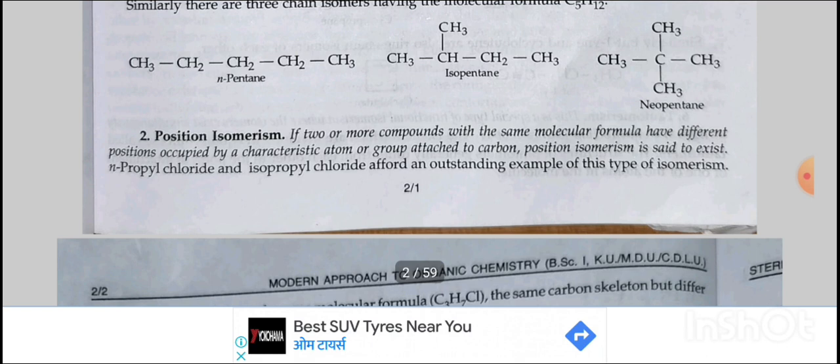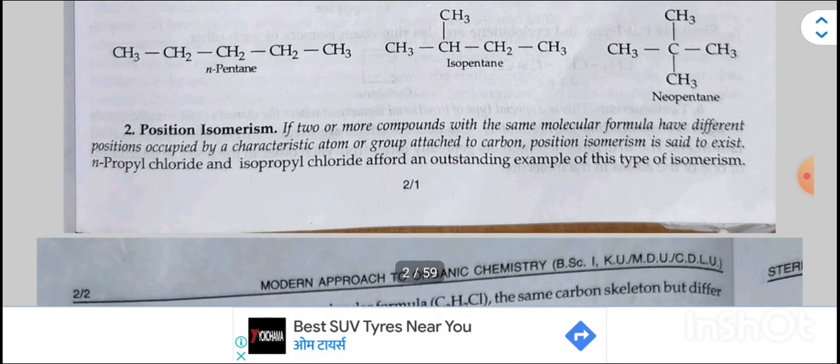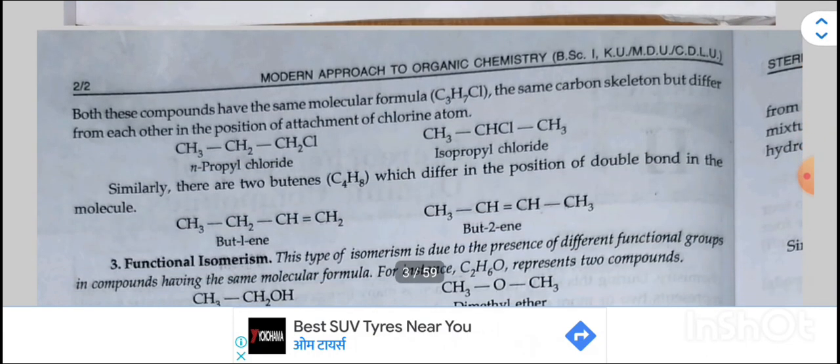If two or more compounds with the same molecular formula have different positions occupied by the characteristic atom or group attached to carbon, position isomerism is said to exist. N-propyl chloride and isopropyl chloride afford an outstanding example of this type of isomerism. Both these compounds have the same molecular formula C3H7Cl, the same carbon skeleton, but differ from each other in position of attachment of the chlorine atom. Example: n-propyl chloride, isopropyl chloride.